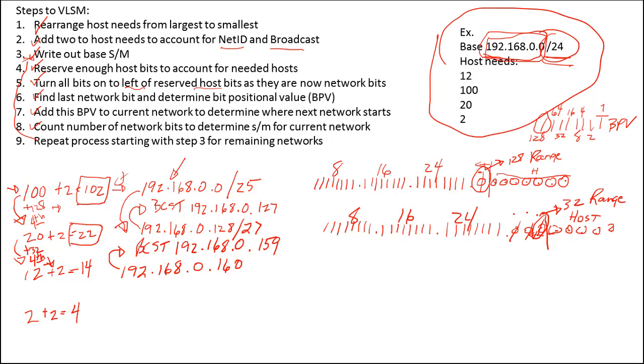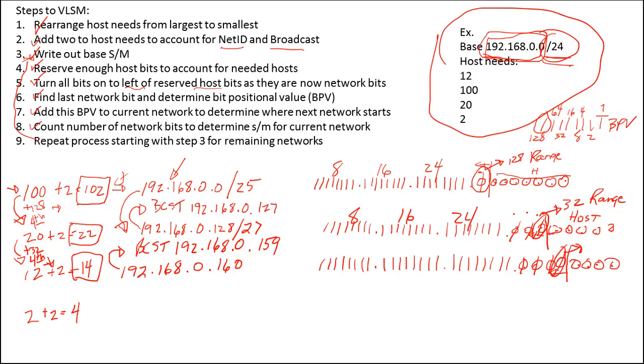Now we just go back to step 3, write out our base subnet mask. 1, 2, 3, up to 32. This time we're solving for 14. There's 2, 4, 8, 16. That's enough. We draw our line. Everything to the left gets turned on. Solve for our bit positional value.